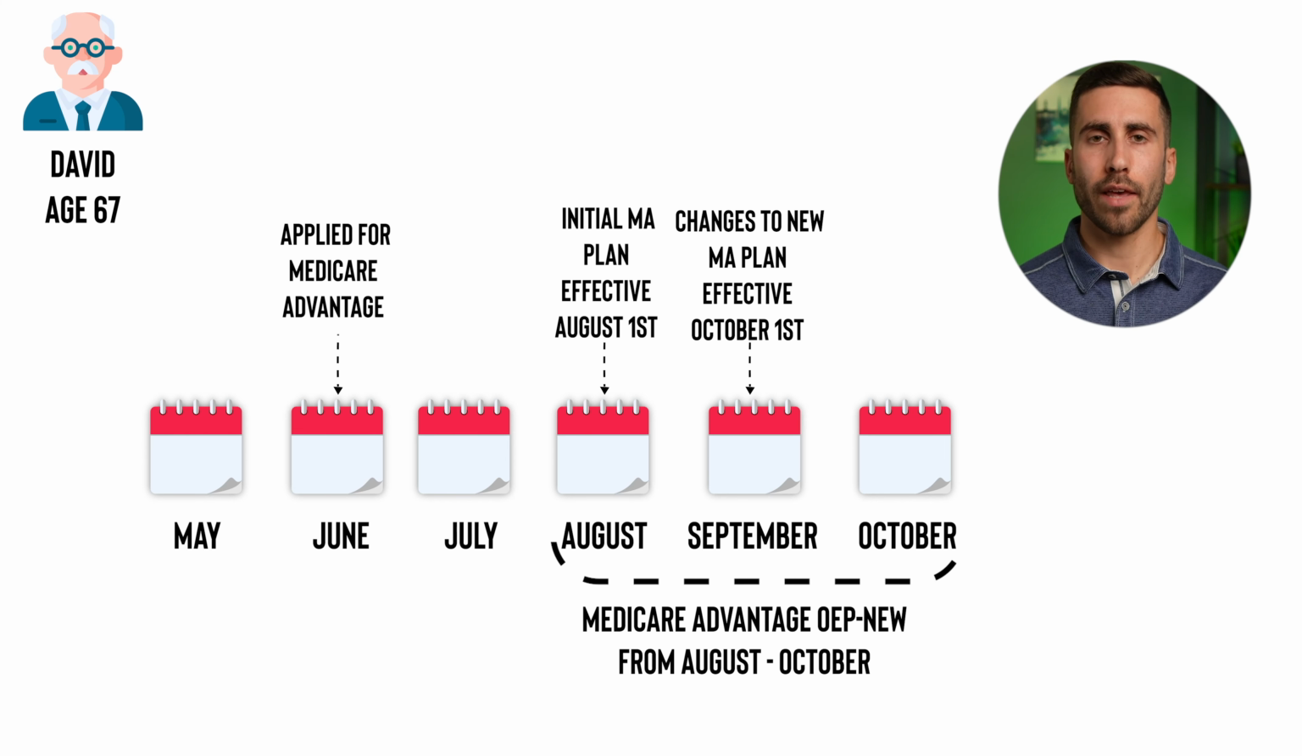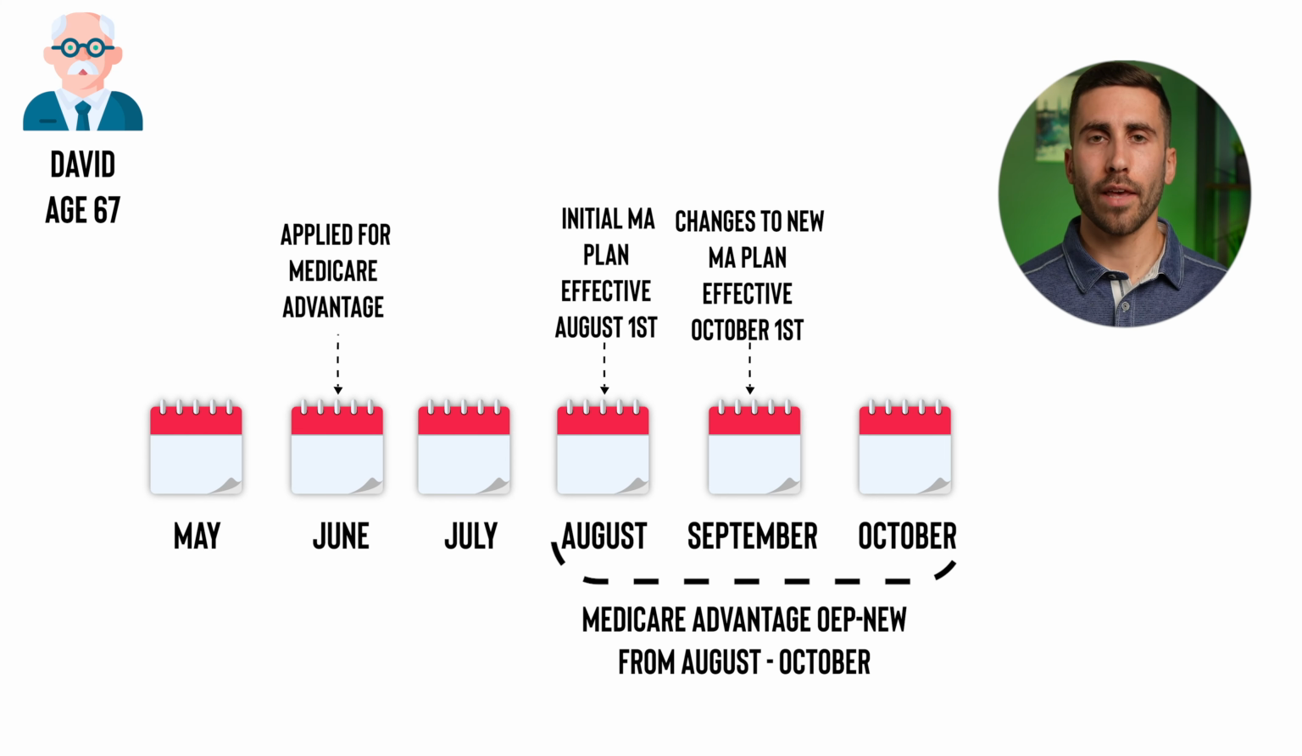Last but not least, we have the initial coverage election period, or the ICEP. Now this period is particularly important for those of you that delay enrollment in Medicare Part B beyond when you're first eligible at age 65. The ICEP is the period during which you can first sign up for a Medicare Advantage plan coinciding with your enrollment in Medicare Part B. So when you delay Medicare Part B, this enrollment period occurs during the 3 months prior to the effective date for your Part B coverage.